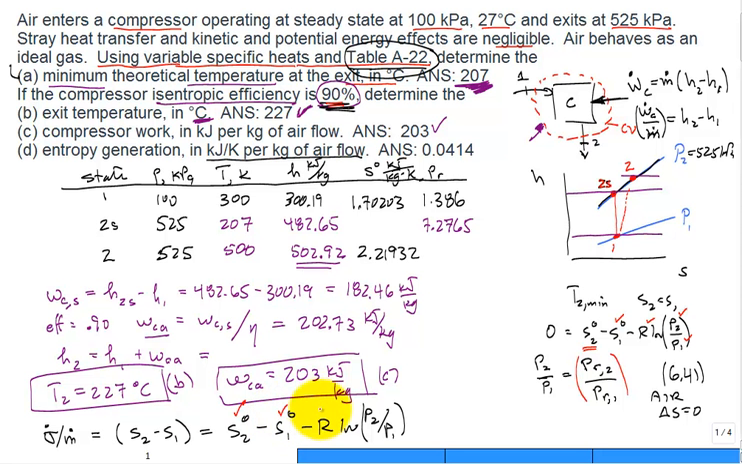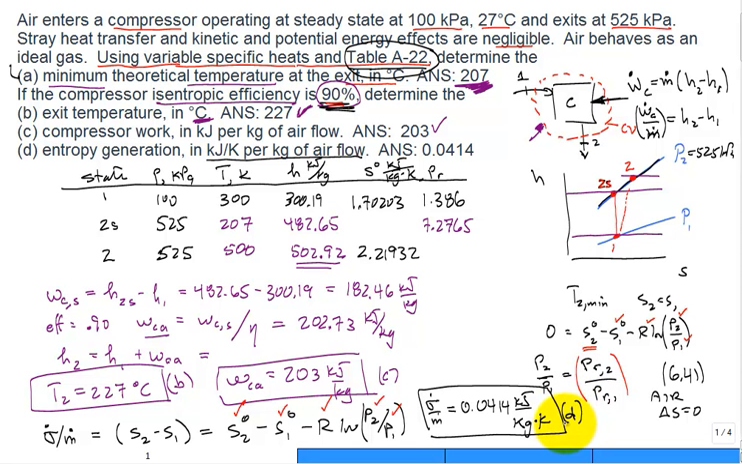Got it? R is 8.314 divided by 28.97, and we know our pressures, so everything is known. I'm running out of space, but basically the answer for part D is sigma dot divided by m dot. When you run the numbers, it comes in at 0.0414 kilojoules per kilogram Kelvin. That's the answer for part D.